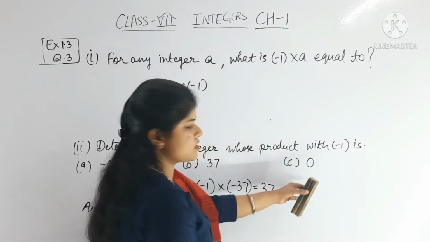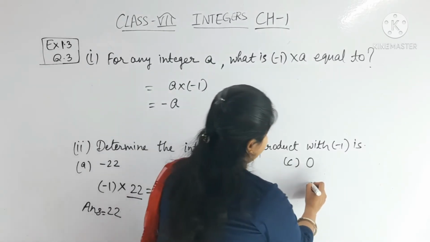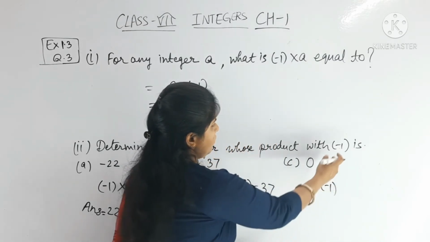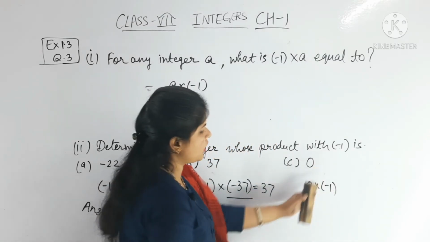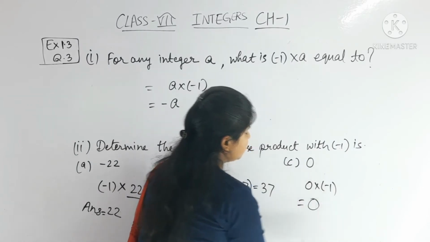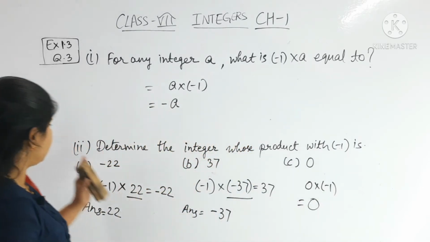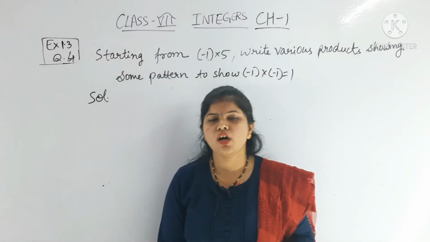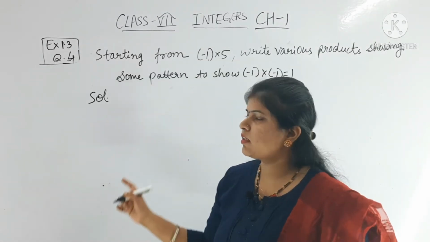And the C part is 0. It is so simple. If we multiply any number with 0, we will get 0 only. That is the second part of question number 3. Now let's come to the next part, that is question number 4.